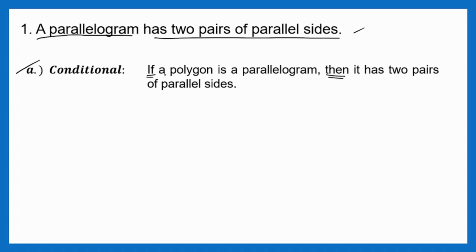Pwede rin naman kung hindi mo talaga naisip kung saan under si parallelogram. Kung ganito ang sagot mo, tamaan mo din. If it is a parallelogram, wala ka ng polygon o quadrilateral, diretso ka. If it is a parallelogram, then it has 2 pairs of parallel sides. Okay din yan. Kung ano man sa mga nabanggit ko na sagot ay somehow pareho ng sagot ninyo, then tamaan ninyo. Okay?